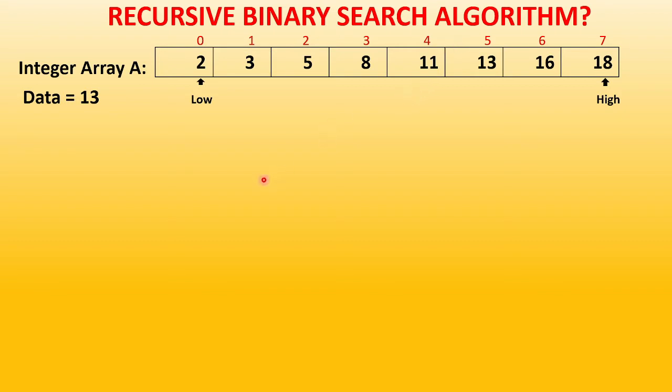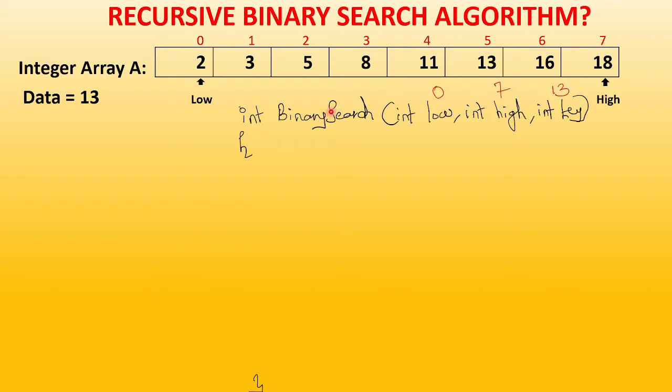So we'll start with the function, or the algorithm. Now I have created a function called binary search. It is of type integer, so it has to return an integer value as the answer. It takes three parameters: int low, int high and int key. Currently low is 0 in our case, high is 7 because high is pointing at position 7, and the key value, or the data which you want to search, is 13. So instead of key, I'll write data here.